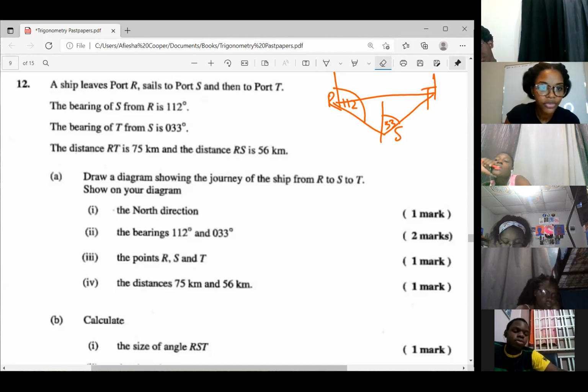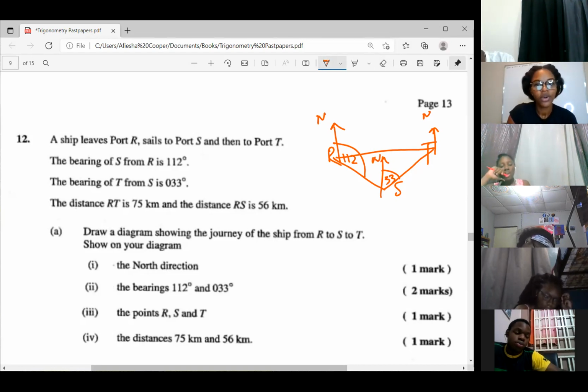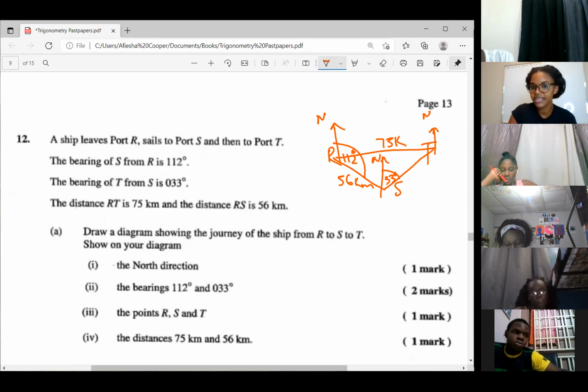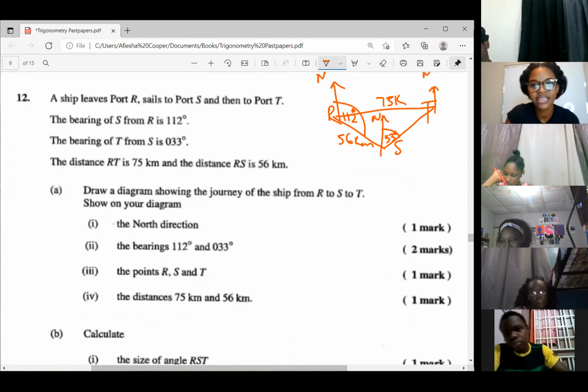Show on your diagram the north direction, which is of course all of these. The bearings of 112 degrees, the bearings of 33 degrees, the points R, S, and T, and the distances 75 and 56. So RT is 75, RS is 56. Calculate the size of RST. They want this whole thing here. How to find that out?